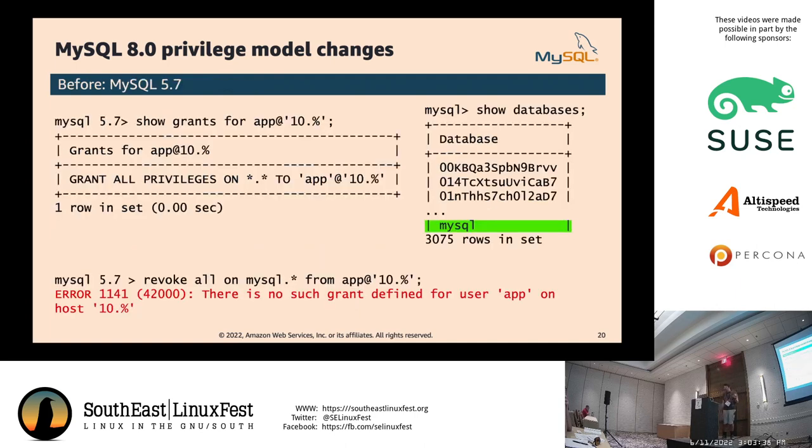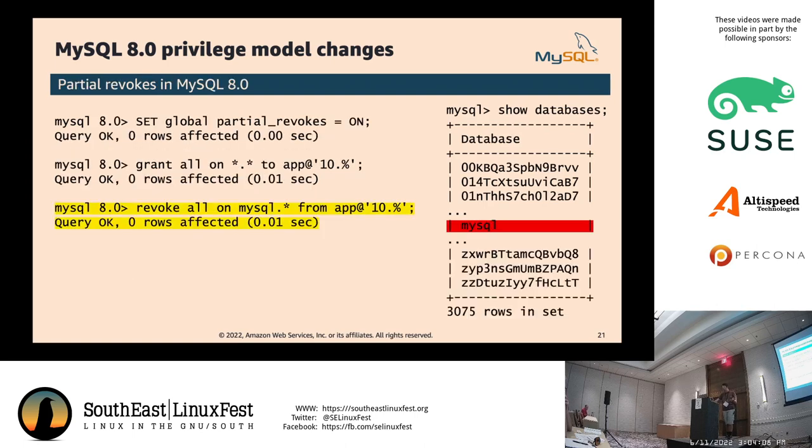So before MySQL 8, if we want to revoke something that we haven't specifically, explicitly granted, we will receive an error. Here in this example, I'm trying to revoke all privileges on mysql.star. And it says there is no such grant. So I am unable to grant all except. But in MySQL 8, I can enable this new feature called partial revokes. And then I can grant all on the application. And then I can revoke all from MySQL system database. So now my MySQL database is protected.